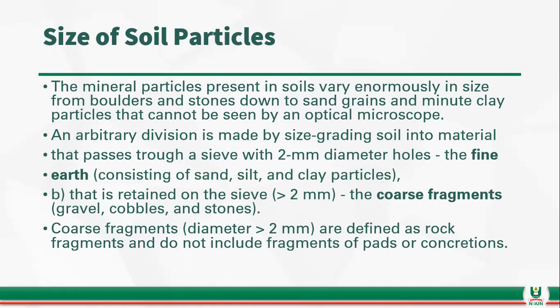Now, when you pass some particles through that 2 millimeter sieve, you realize that some particles may be larger than 2 millimeters, and we call those coarse fragments. They can also be called gravels or cobbles or even stones. Those are not soils because they are larger than 2 millimeters in size. Coarse fragments have a diameter larger than 2 millimeters and are defined as rock fragments, and they do not include fragments of pulp or concretion.